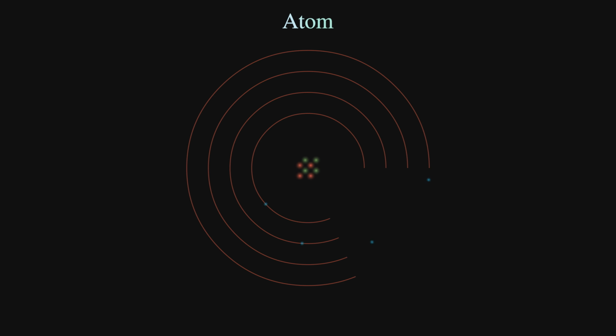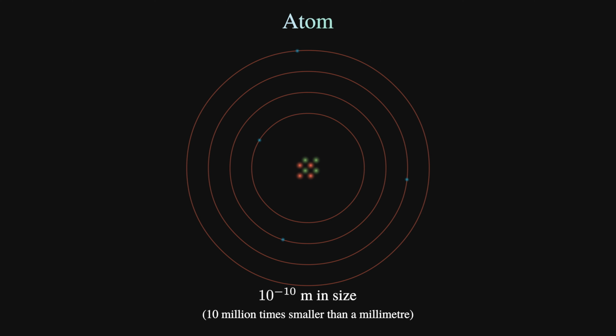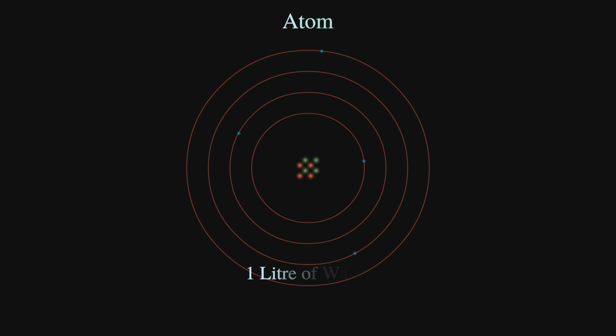Atoms are around 10 to the minus 10 meters in size, which is 10 million times smaller than a millimeter. To give a sense of scale, in a single liter of water, there are about 10 to the 26 atoms. That's 100 septillions, or 100 trillion trillions.